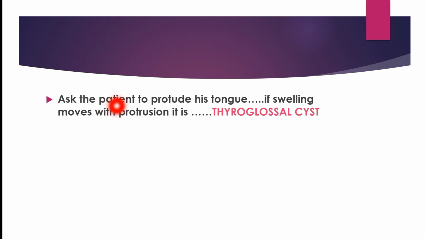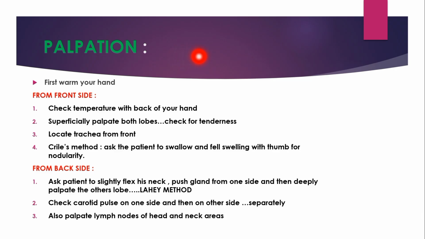Similarly, ask the patient to protrude his tongue. If the swelling moves with the tongue protrusion, it is a thyroglossal cyst, because the thyroglossal cyst moves with tongue protrusion. So the second step in the thyroid examination is palpation.